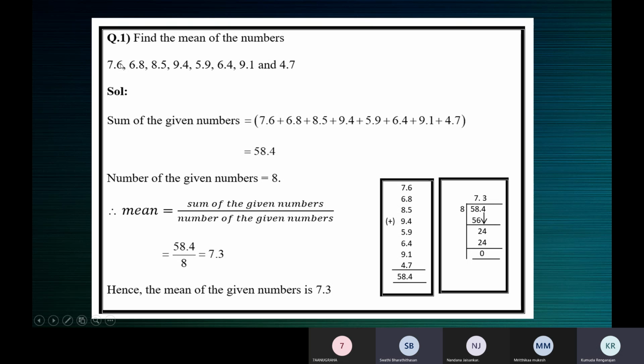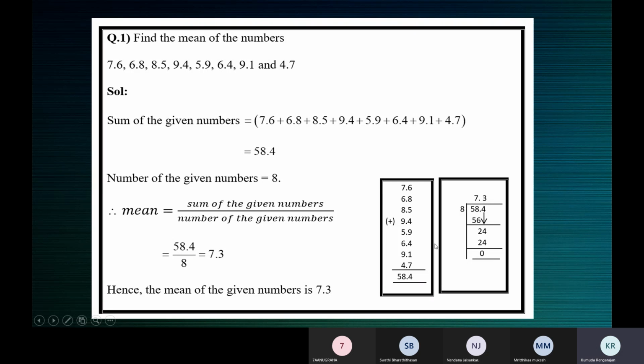So how do we find the mean? We need to add all these 8 numbers. We need to find the sum of these 8 numbers. So the mean will be the sum of all the numbers divided by the number of numbers we have here, 8. So 58.4 divided by 8. Now, how do you add? See the rough work here. You need to place the numbers like this and perform the addition.